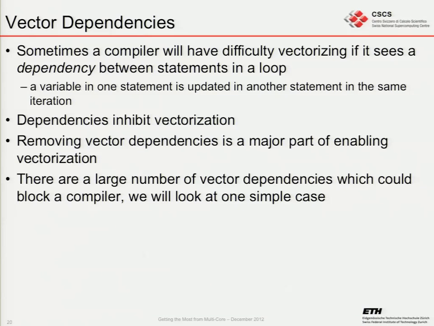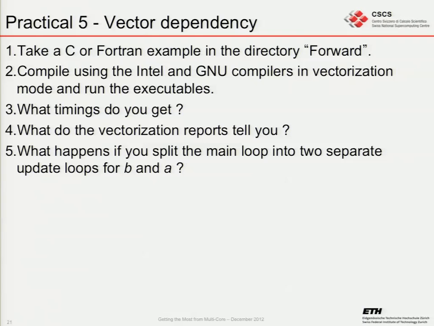So there are a large number of these dependencies that can block a compiler. We're just going to look at one simple case in this last little exercise now. And this one is a forward dependency. So you can just grab the CO Fortran example as before from whichever directory you prefer. And then get a vectorization report and see if splitting a main loop makes any difference.